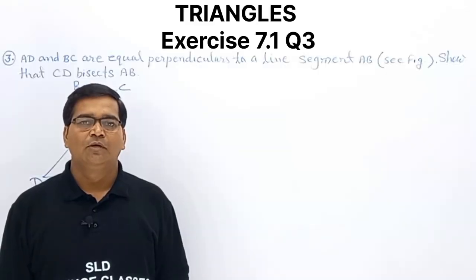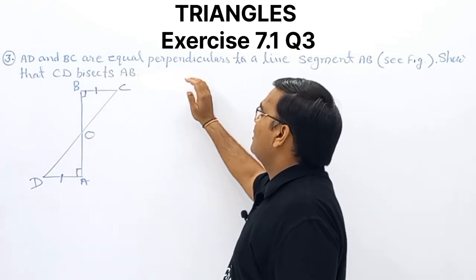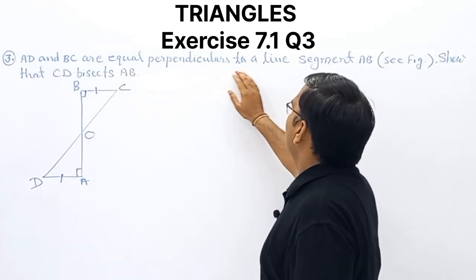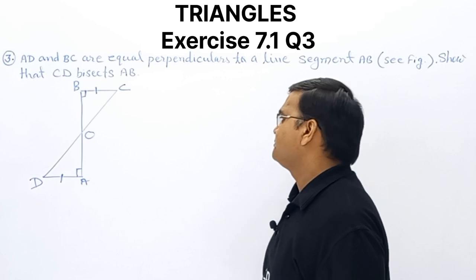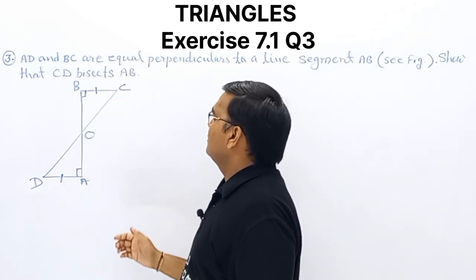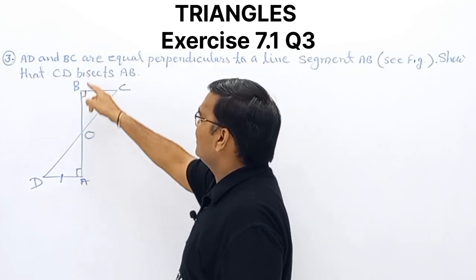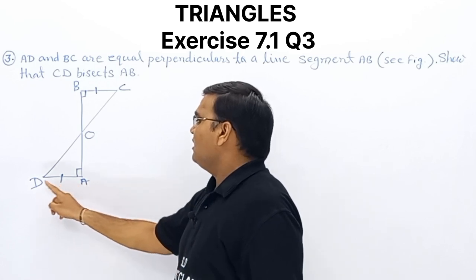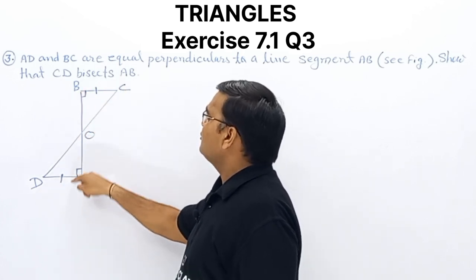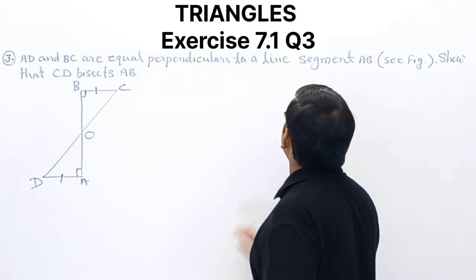In this video, we will discuss question number 3, exercise 7.1, triangles. AD and BC are equal and perpendicular to a line segment AB. This is one line segment AB. AD is equal to BC. These two lines are perpendicular to this line segment. It is given in the question.